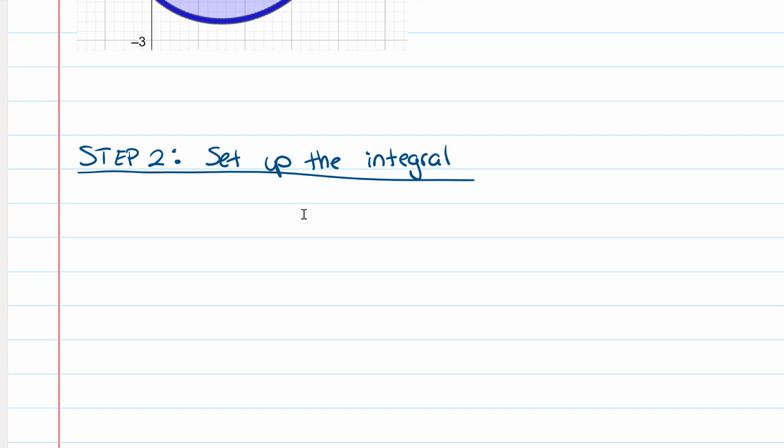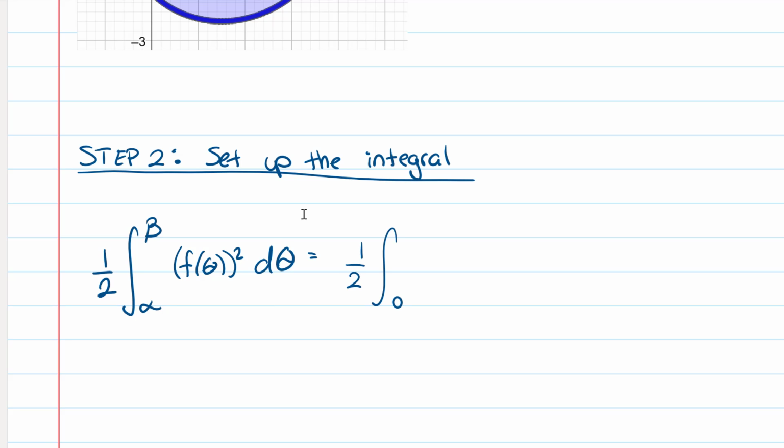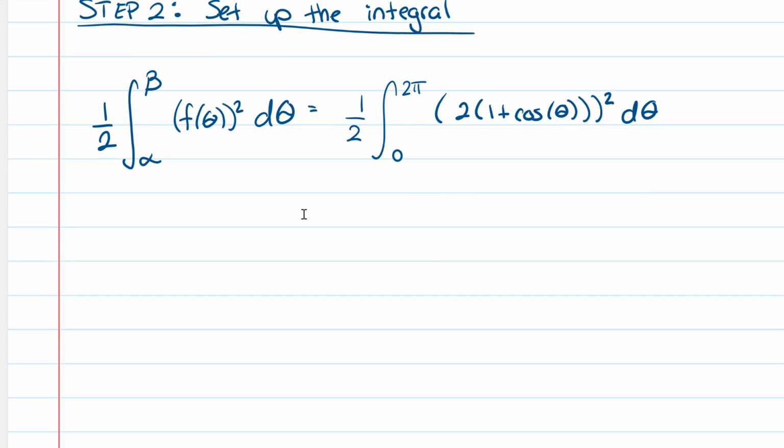When we set this up, we're going to have 1/2 the integral from alpha to beta of our function in terms of theta, squared, d theta. That's our equation. So it's going to be 1/2 the integral from 0 to 2 pi, and my function was r equals 2 times (1 plus cosine theta), and then you square it, d theta. Now all we have to do is integrate this by hand. If you want to check your work, you can use a calculator, but you definitely need to know how to do this by hand.